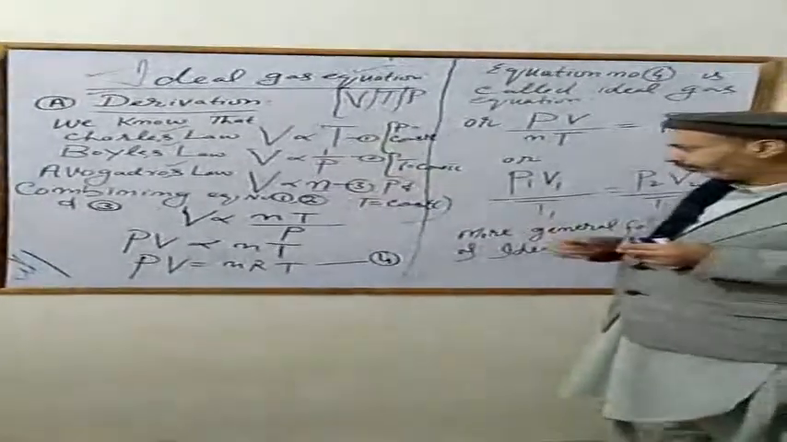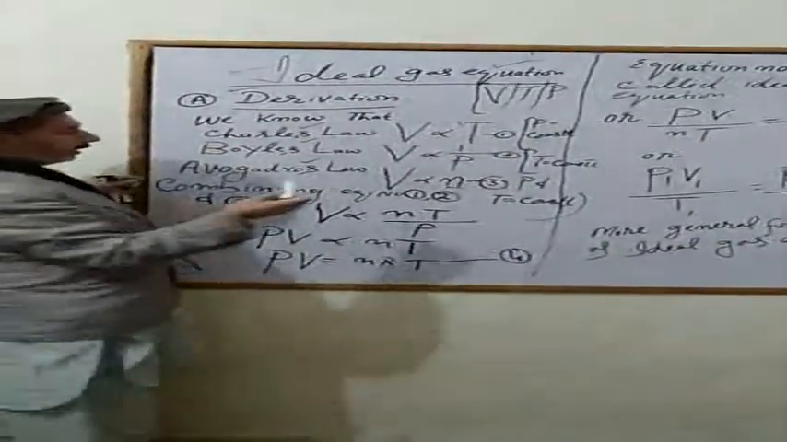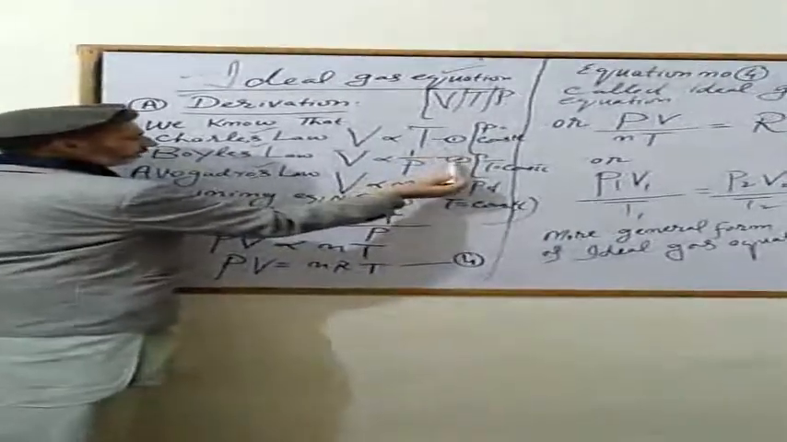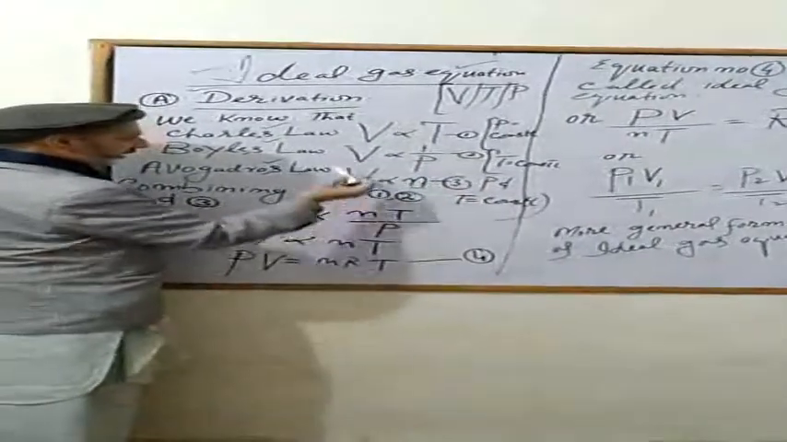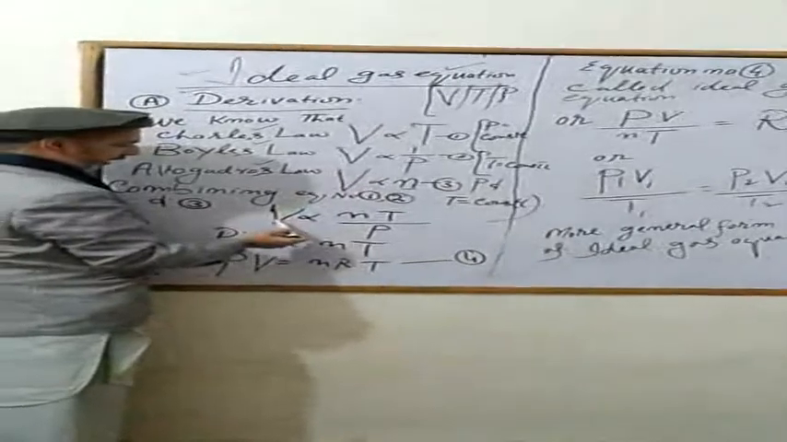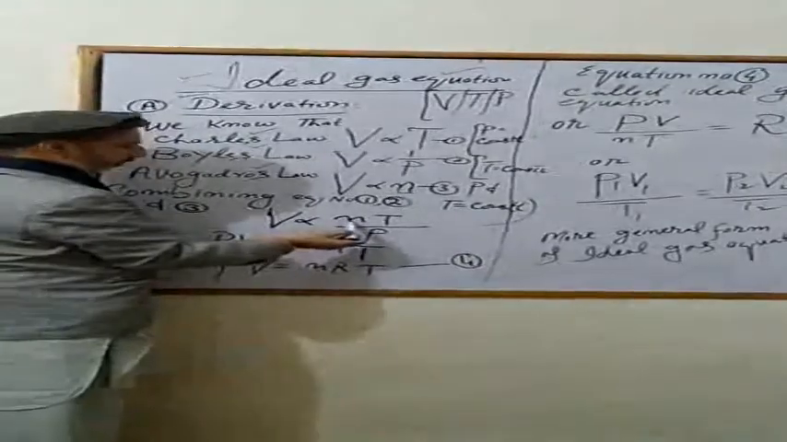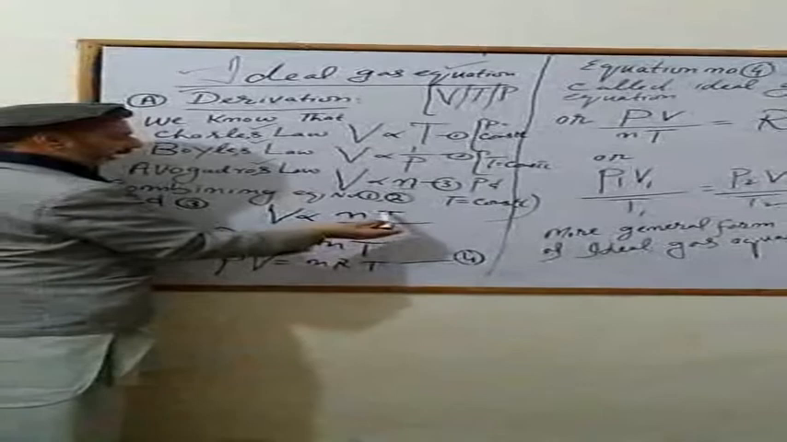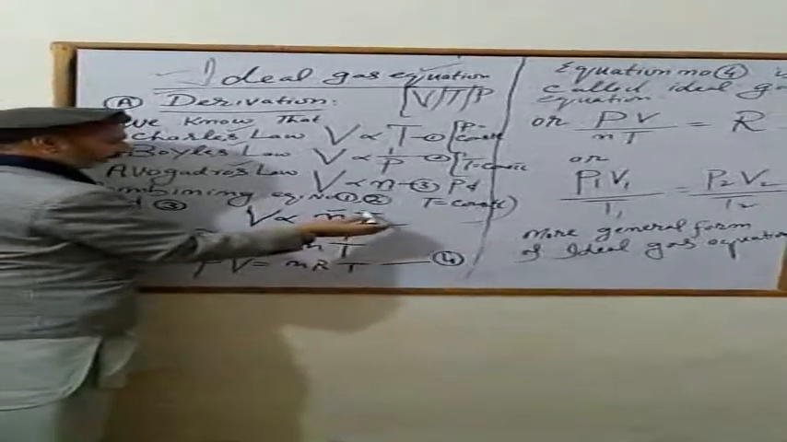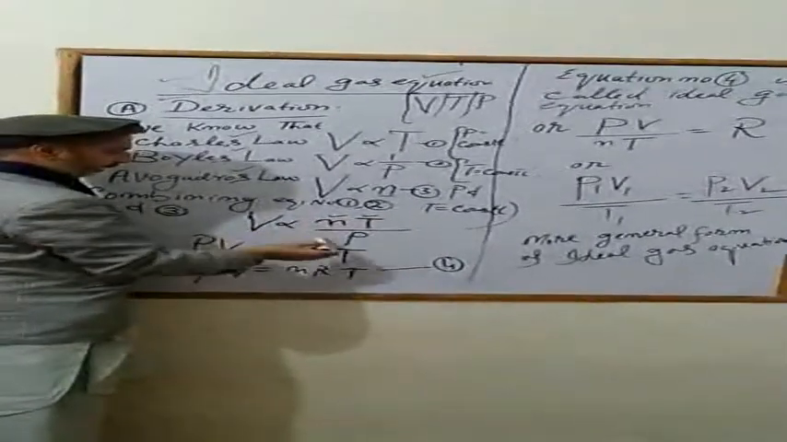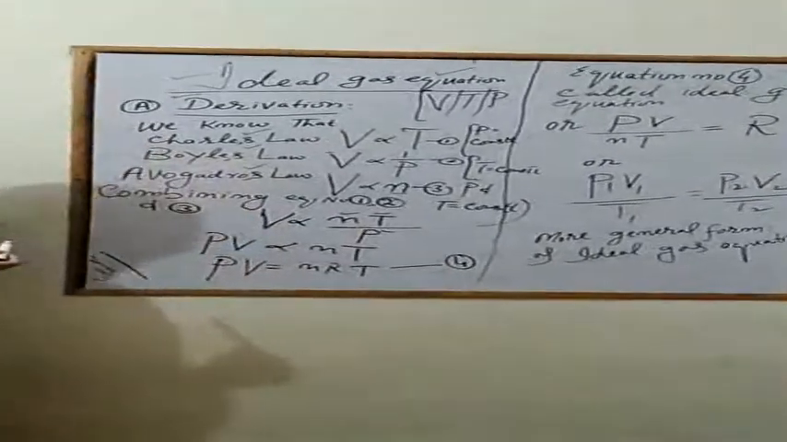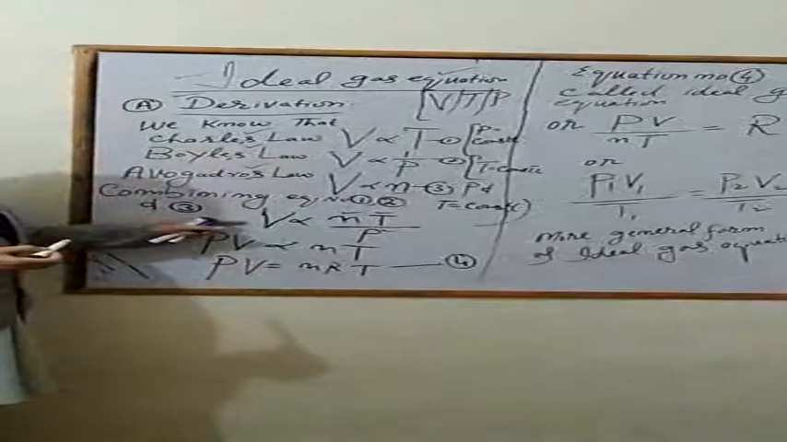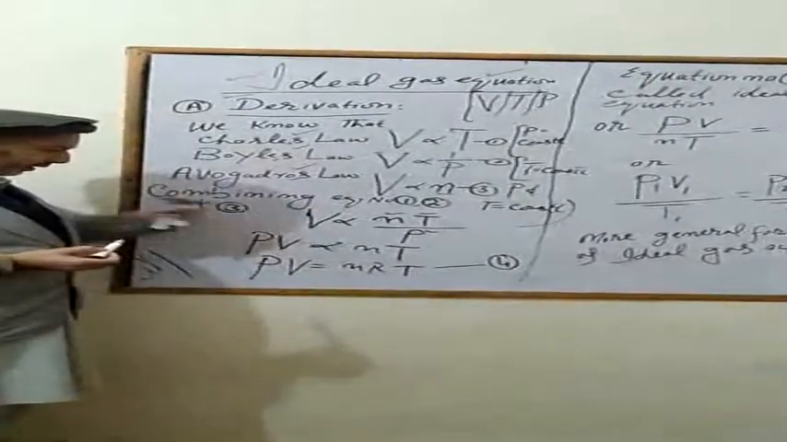So if we combine equation number 1, equation number 2 and 3 into a single equation, then we can say that V is directly proportional to n, V is also directly proportional to T, but in this equation, V is inversely proportional to P. So in this equation, we have combined all the three variables together.